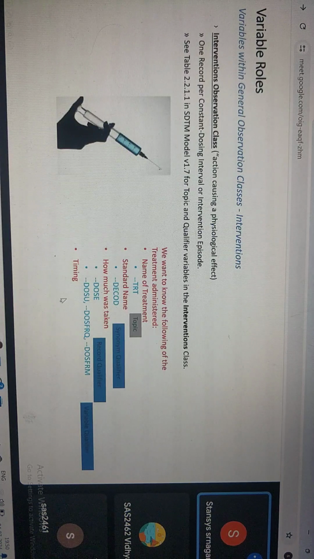Then the timing variables, for example, if you come to the interventions, EXSTDTC, EXENDTC. These are the timing variables, right? So the classification is timing.